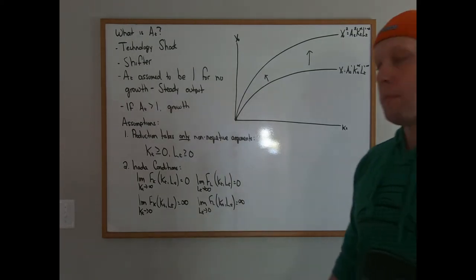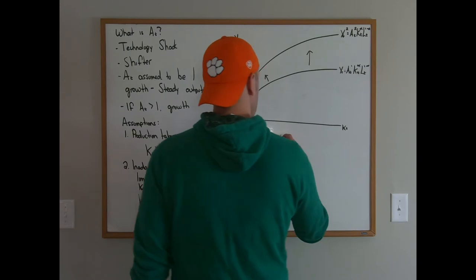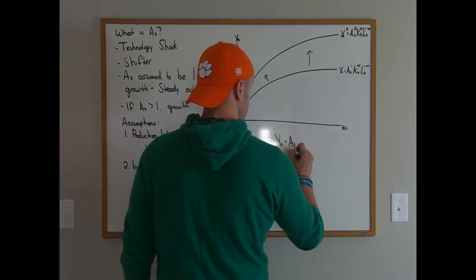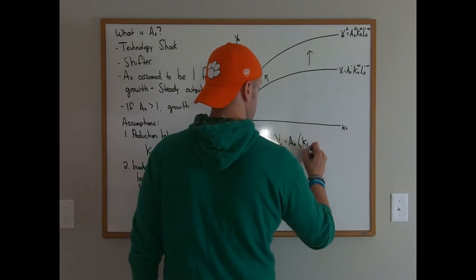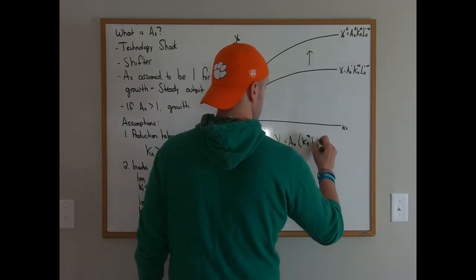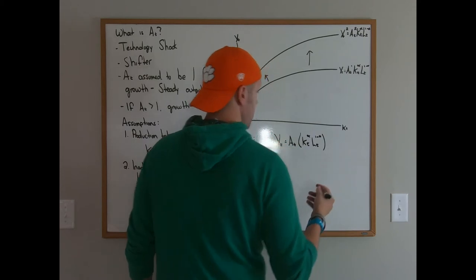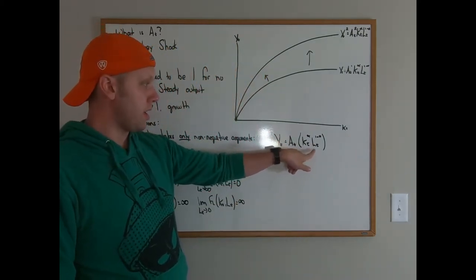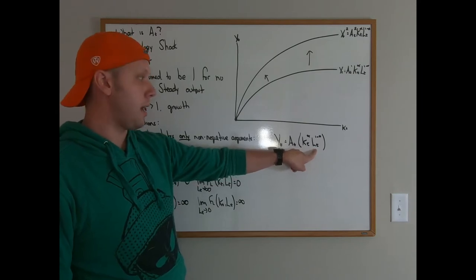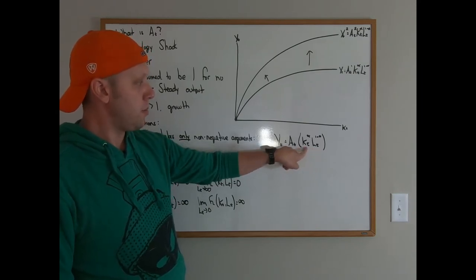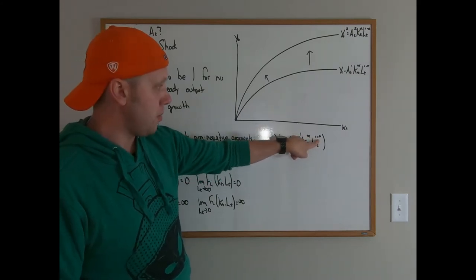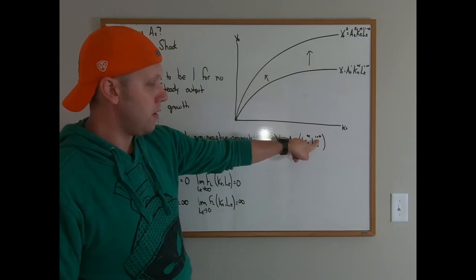And if you don't believe me, well, we can also try this. Just take this guy, plug zero in either for K or L, and see what happens. If you plug zero in for K, 0 to the alpha times L to the 1 minus alpha. Well, see what happens.